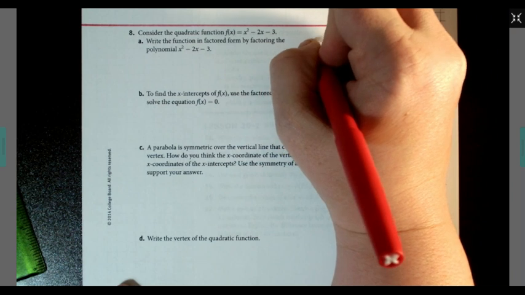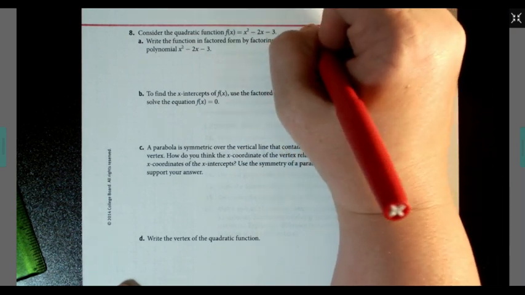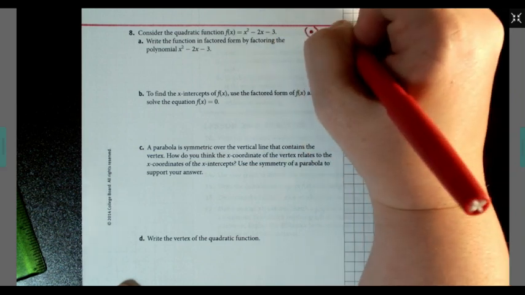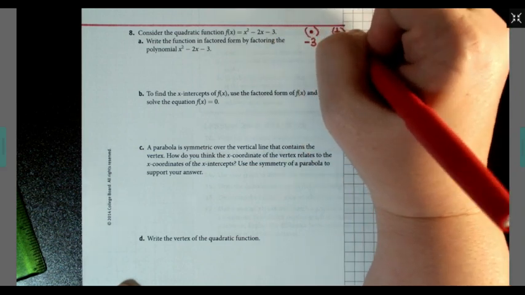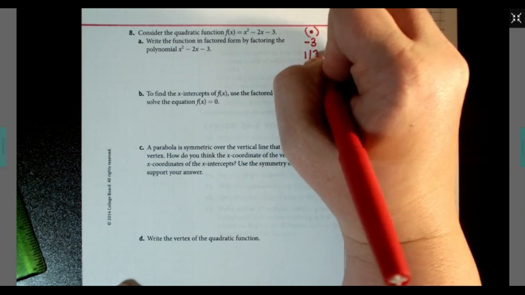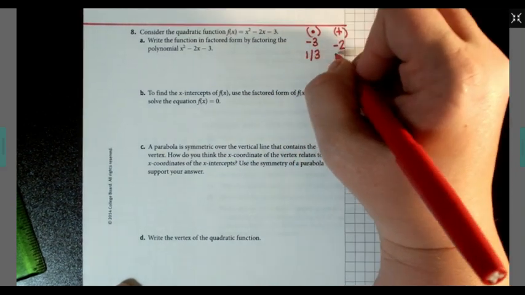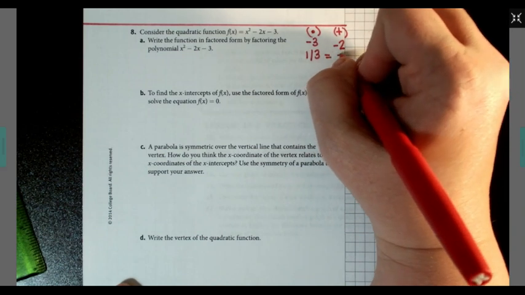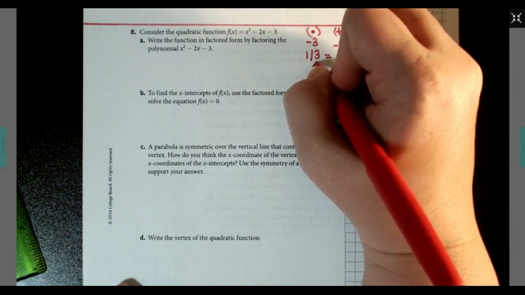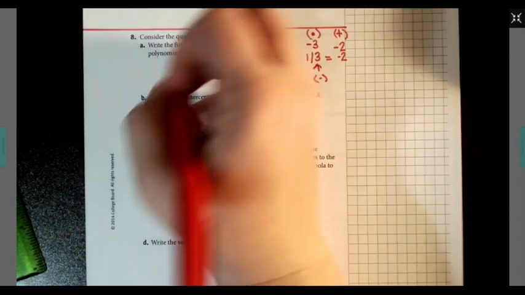So we want two numbers that will multiply to give me negative 3 and add to give me negative 2. Well, this would be 1 and 3, right? One has to be negative, the other has to be positive. So that will give me negative 2 as long as this one is my negative, right?